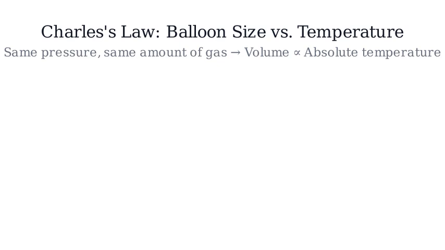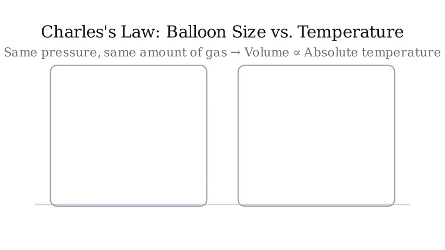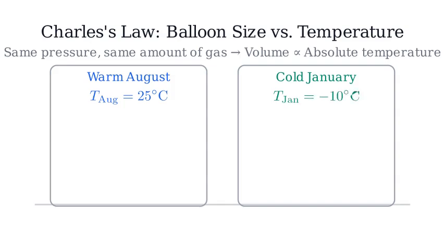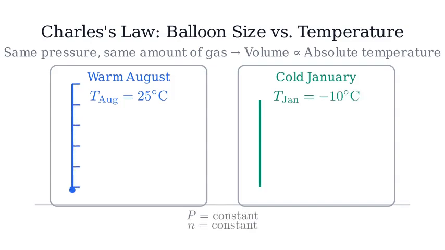Let's draw two side-by-side panels. Left will represent a warm August day, and right will represent the cold January day at negative 10 degrees Celsius. We will add a ground line, two panels with labels, and then place a balloon icon in each panel sized according to the absolute temperature in Kelvin. We'll use 25 degrees Celsius for a typical warm August ground temperature. If your earlier example used a different August temperature, just substitute it.